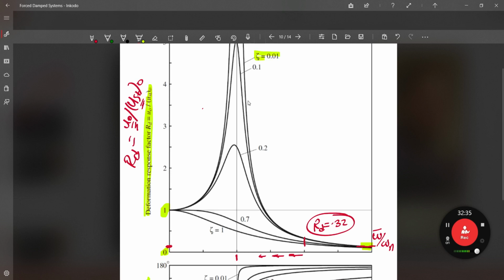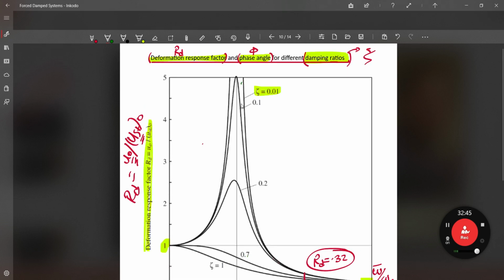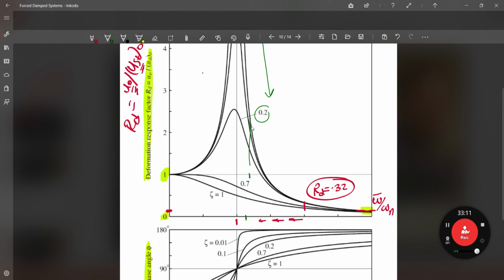If we have a very small damping ratio, and we look at a point here, for example, you are going to find a very large Rd. However, if we have a higher damping ratio, at the same point we find less Rd. And with even higher damping ratios, the Rd keeps decreasing. If you have 0.7 or 1, for example, you are going to find that Rd is less than 1. It is going to be 0.4, which is something very interesting for us, and we experienced this in the previous case.